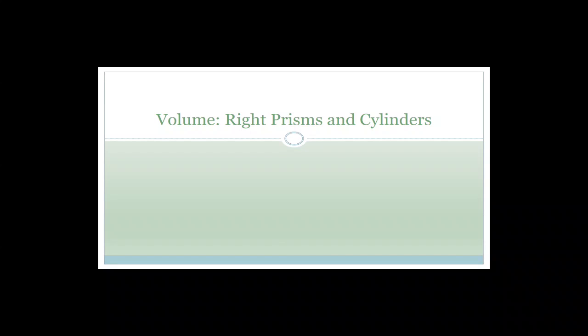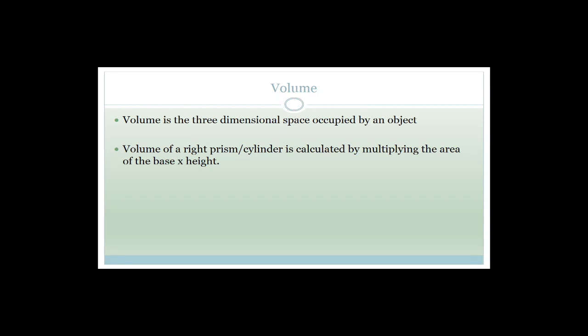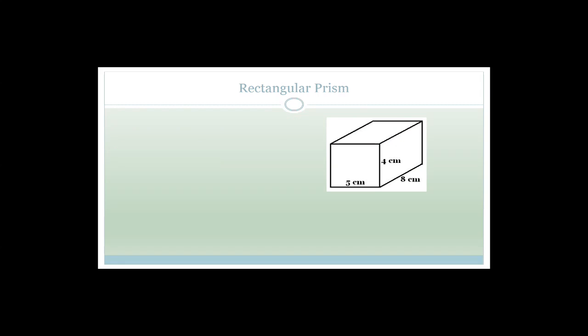Right, so I've been talking about total surface area and I've been doing the volumes as well. But before we finish for today, I needed to confirm the definition of a volume. The volume is the three-dimensional space that the object occupies. Okay, it's a three-dimensional space that the object occupies. And obviously the volume of a right prism, as I showed you, is calculated by multiplying the area of the base times the height.